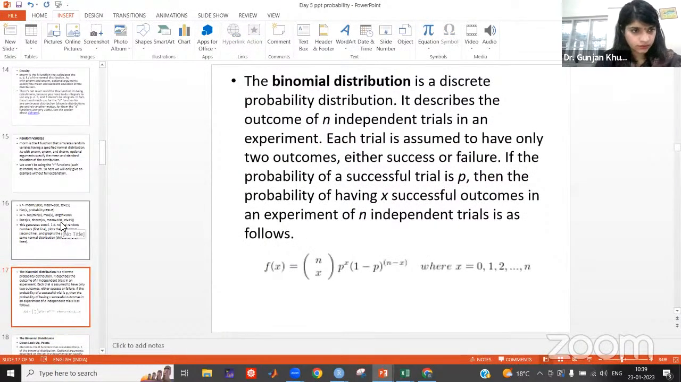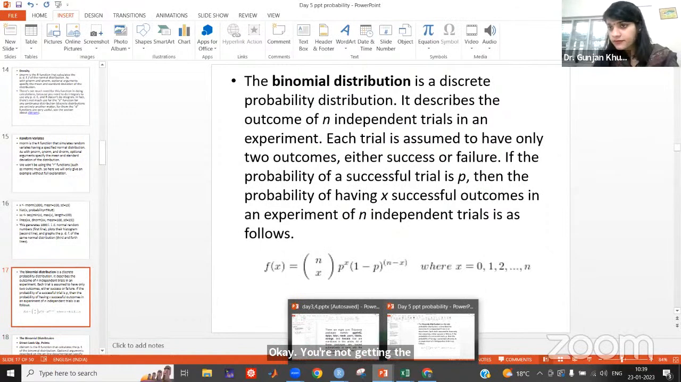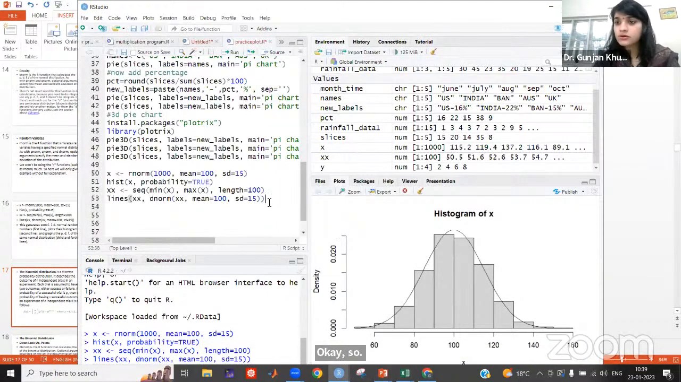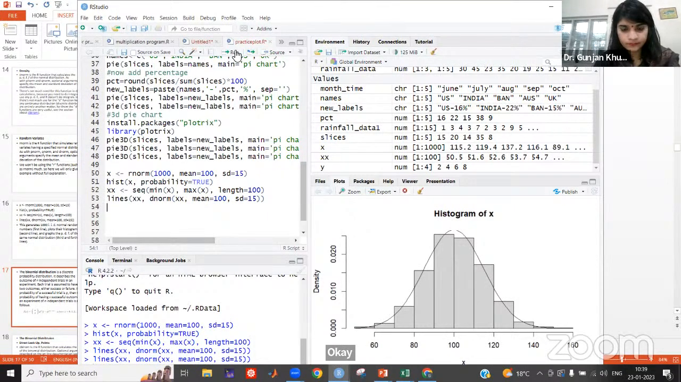Okay, so is this over? I am not getting the answer. Okay, you're not getting the lines? No. I'm getting the same histogram. Same histogram you're getting, but on the histogram, are you getting the lines? No. Have you run that? Yes, I have run. When I run, a line appears in the console. That's it. Mine also appears, but on the histogram a line also comes as it's coming on the screen.